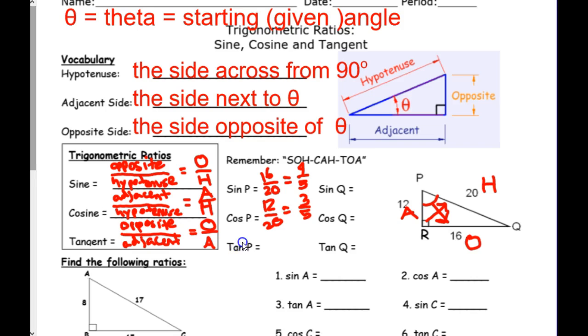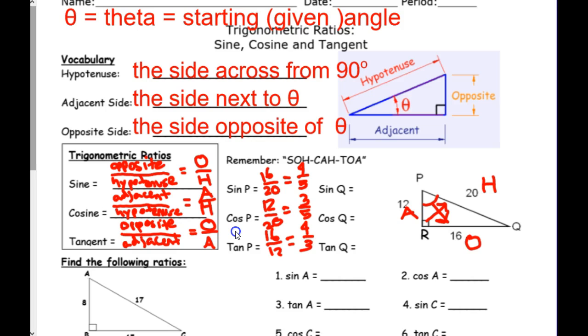Tangent, let's remember SOH CAH TOA, T-O-A. O over A for tangent is what over what? 16 over 12. What is 16 over 12 reduced to? 4 over 3. Now, if you labeled O, H, and A, then this is not that bad. You're just remembering SOH CAH TOA, what over what, write it down, reduce it if you can.